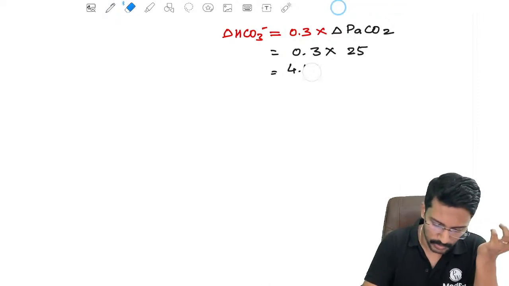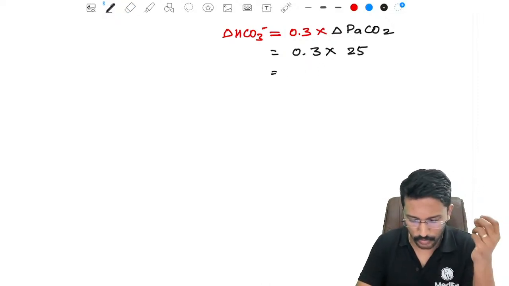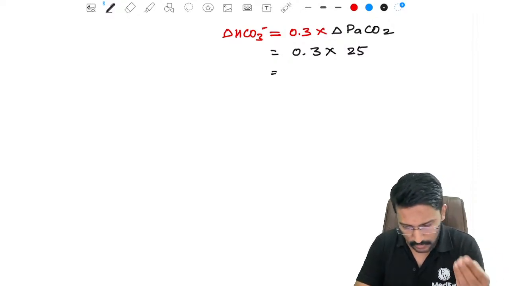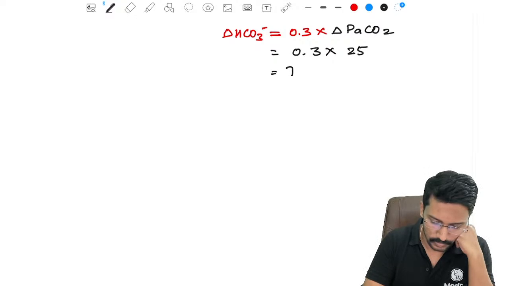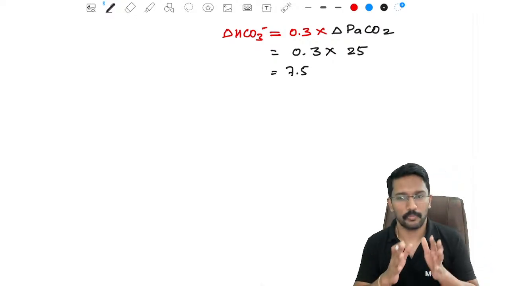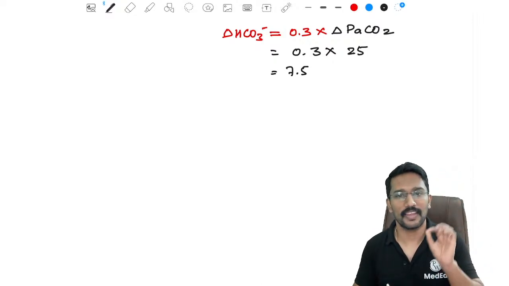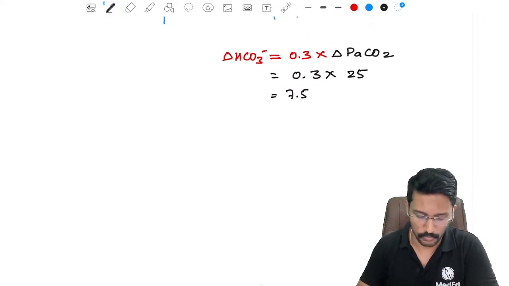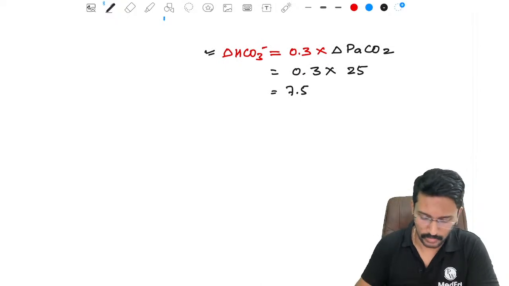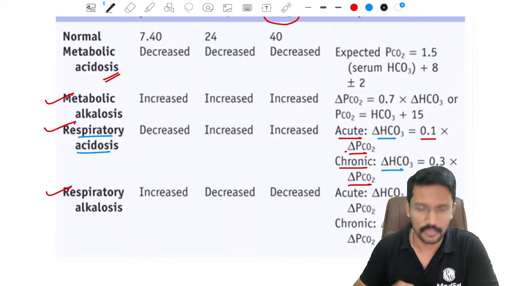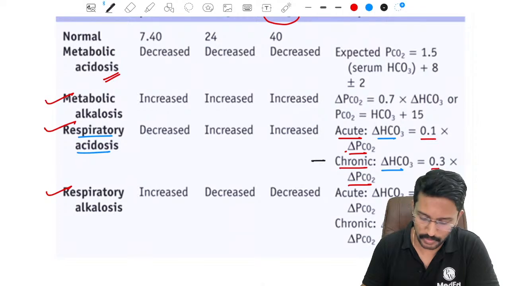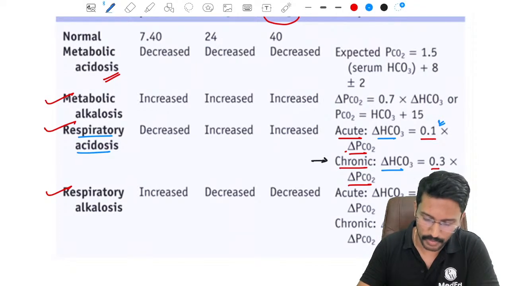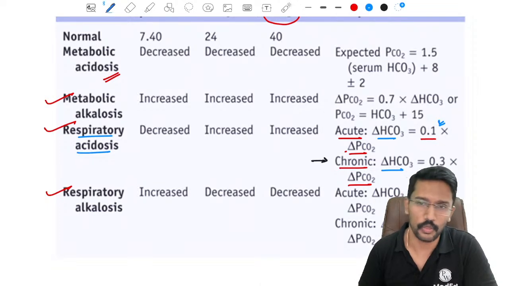Not 4.5, let me correct my mathematics. So 0.3 into 10 is 3, 0.3 into another 10 is 3, so 6 plus 1.5, so 7.5, right? So your bicarbonate is expected to rise by around 7.5. So delta bicarbonate here is around 7.5 according to the formula that I just described. We are applying this formula because it's a case of chronic respiratory acidosis. If it is an acute case, then I would have applied this formula: 0.1 into delta PCO2.